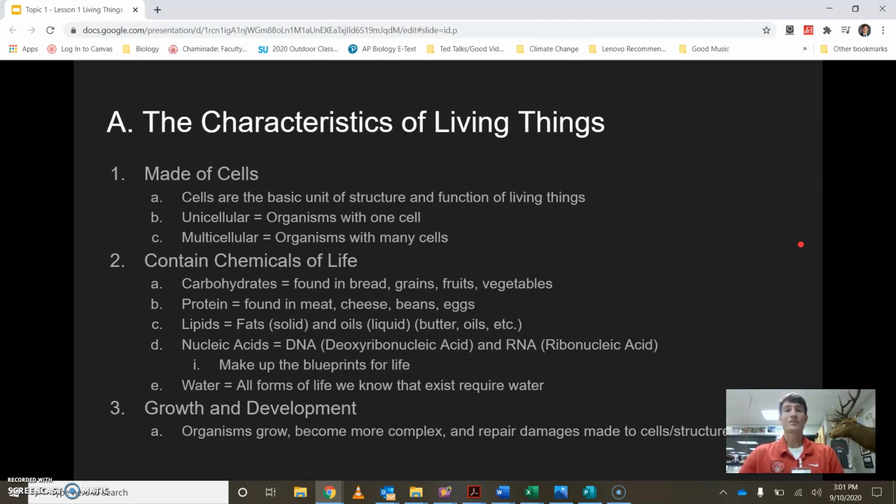So scientists have looked at a bunch of different organisms and a bunch of different things that are either on the edge of being living or things that we know to not be living, such as rocks. They've looked at these and they've said, in order to be considered a living organism, you have to have these 6 characteristics. The first one is you must be made of cells.